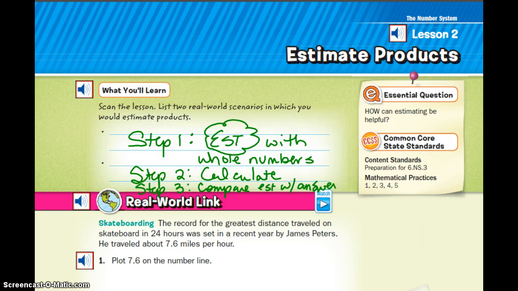And this is where I see people skipping step 3. You do the estimate, and then you do the calculation, and then you forget to actually look at your estimate and see if it has anything to do with your answer. You really do need to do this, because if you do this one step, it will prevent you from making careless mistakes. All right, let's look at the real world link.